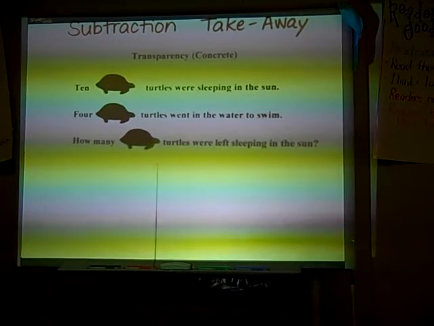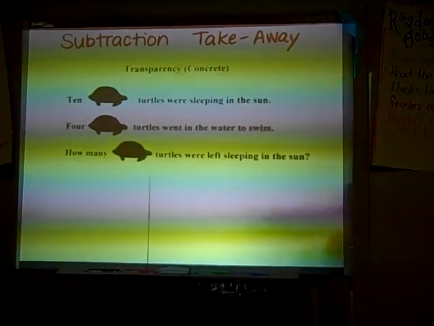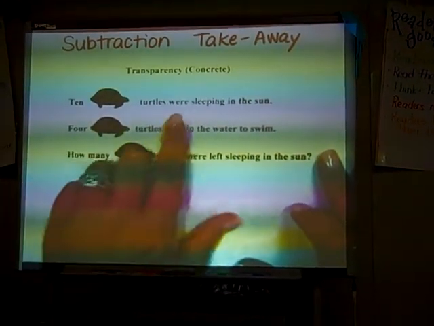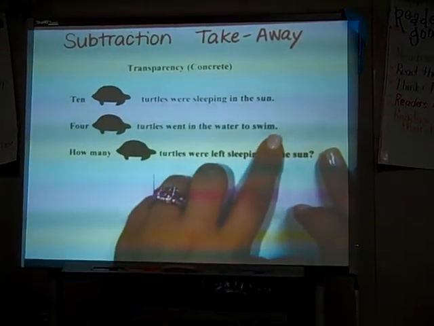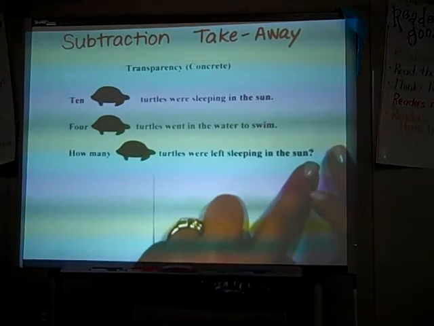And when we read it, we ask ourselves, what does our brain tell us when we read this? So I'm going to start reading it. 10 turtles were sleeping in the sun. 4 turtles went in the water to swim. How many turtles were left sleeping in the sun?